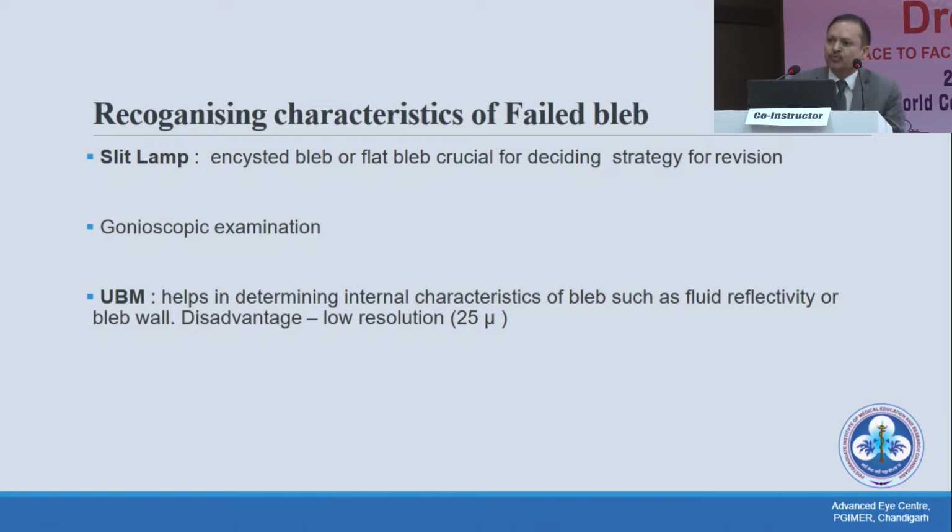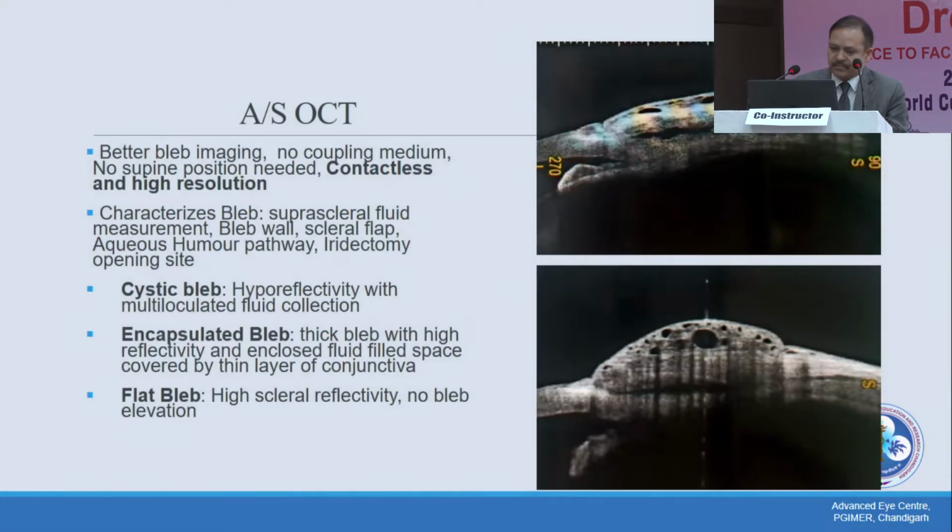First and foremost is the meticulous slit lamp examination. We may find a sister Bleph or a flat Bleph, and this is crucial for deciding the strategy for revision. Gonioscopic examination is very important to rule out closure of the internal ostium. UBM, as Dr. Susmita discussed, helps in determining the internal characteristics of the Bleph such as fluid reflectivity and Bleph wall, but the disadvantage is the low resolution.